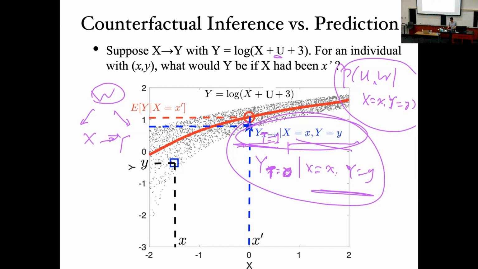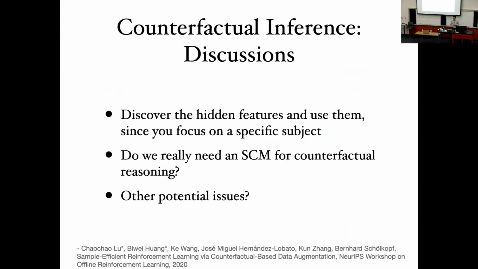Okay, then let's move forward. First of all, to summarize, counterfactual reasoning is really a standard way for you to discover the hidden information of the subject and make use of it. You have to discover the hidden things that others may not see. Then you can have a very good understanding, and you can predict the potential outcome for this guy under different situations. Second, do we really need a structural equation model or structural causal model for counterfactual reasoning?